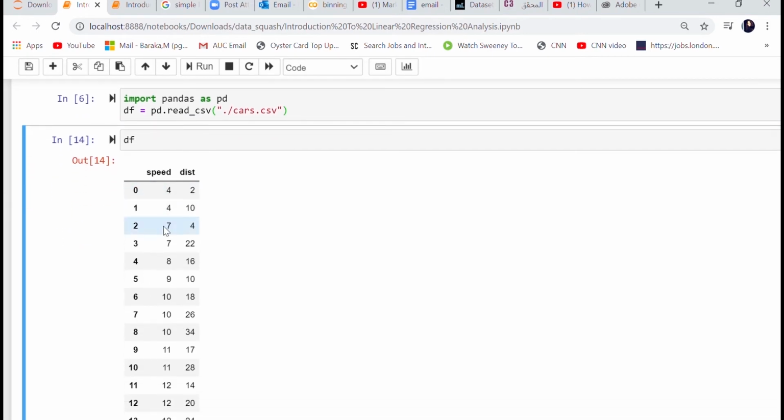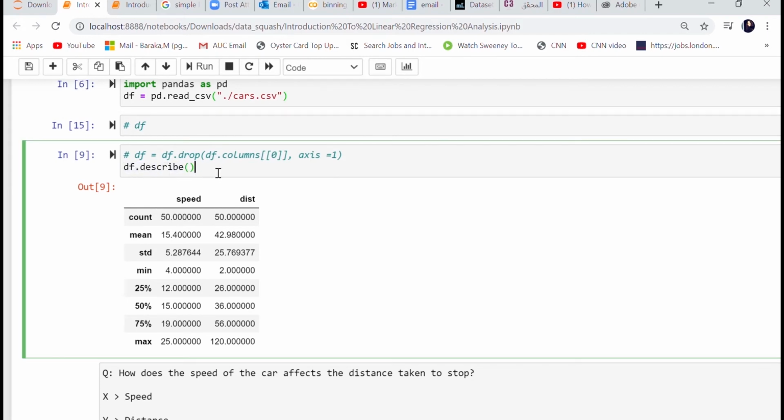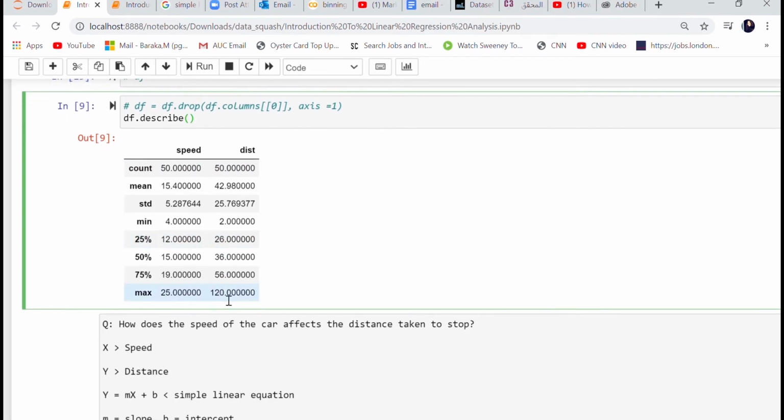Right here. So we have two columns: the speed and the distance. The speed of the car, and the distance is the distance taken for the car to completely stop. All right. And then I just wrote df.describe so we can see some statistics about the speed and distance variables. So each of them has a count of 50, which means they have 50 observations. And these are just some more statistics: the mean, standard deviation, 25th, 50th, and 75th percentile, and so on.